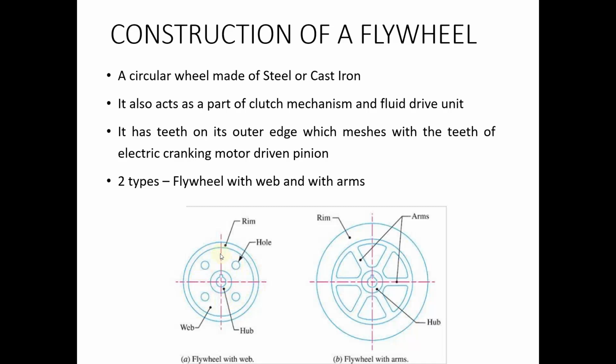In the case of heavy vehicles we use a single plate clutch. In a single plate clutch, there will be a clutch plate, a diaphragm spring, an outer cover and so on. Many accessories are there. All these will be in contact with the flywheel surface. So the flywheel also acts as a part of a clutch mechanism.